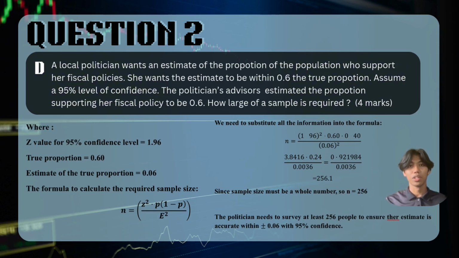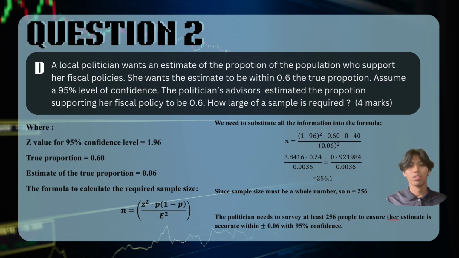A local politician wants to estimate the proportion of people who support her fiscal policies. She wants the estimate to be within 0.06 of the true proportion. The advisor believes that the true proportion is around 0.60, or 60%. We are also told to assume a 95% confidence level. The goal here is to find how large a sample is required.